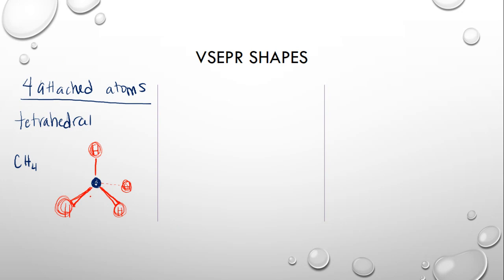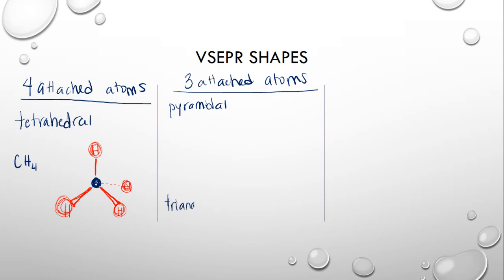Okay, there's only one shape you could memorize for 4 attached atoms. It has to be tetrahedral. Now, if you have 3 attached atoms, there are 2 possibilities. Possibility number 1 is called pyramidal, and possibility number 2 is called triangular planar.